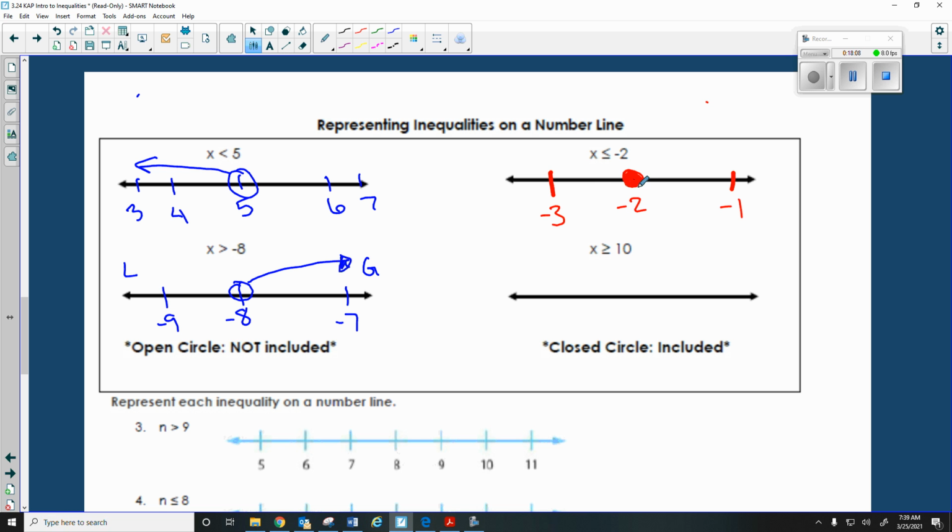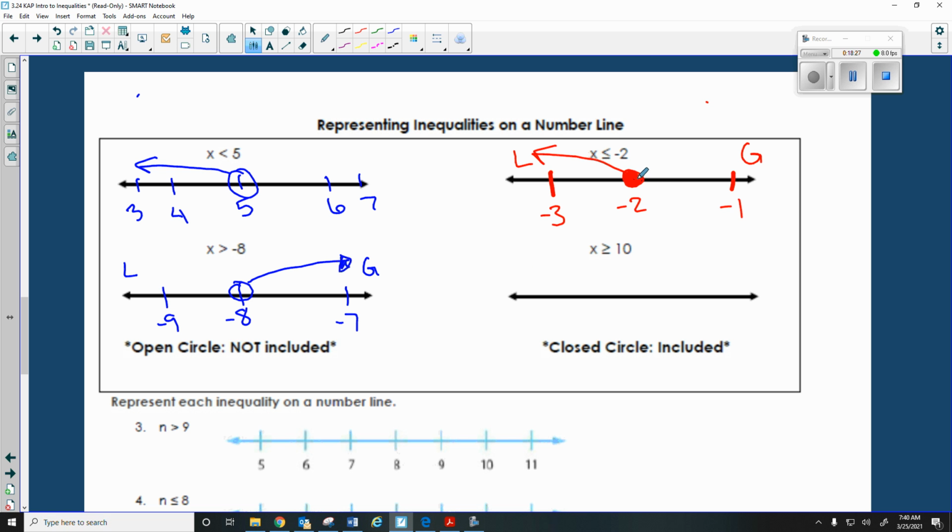I can have multiple, but is it going to be this way or that way? I want all the numbers less than -2. Remember, less is on the left. These are greater, so I want all the numbers this way. -100 is less than -2. Every single number this way. Okay, so that's the difference.